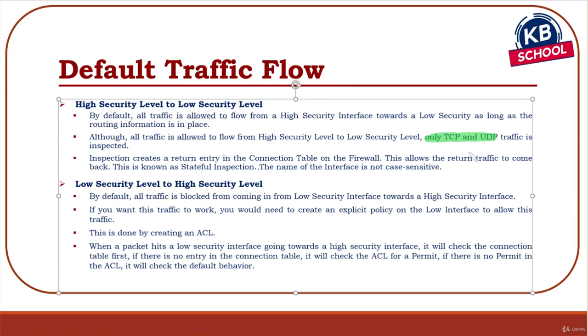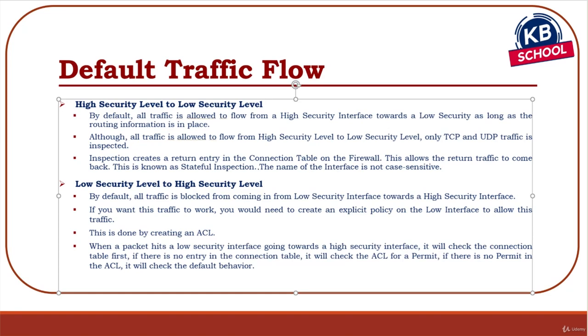Low to high is blocked, and if you want to allow traffic coming in from low to high, either it should be in the connection table, or you can create an explicit entry, that is by controlling it using an ACL. All right, so when the packet comes in, it checks the connection table first. If it's not there, it checks the ACL, permits it. If it's not there, it'll block the traffic, the default action, low to high.